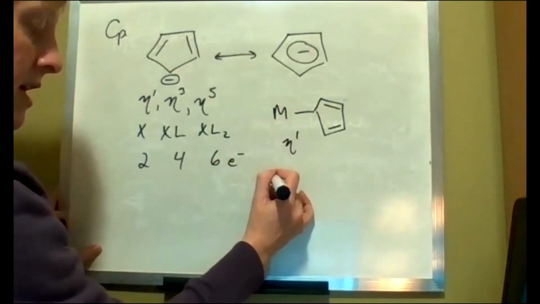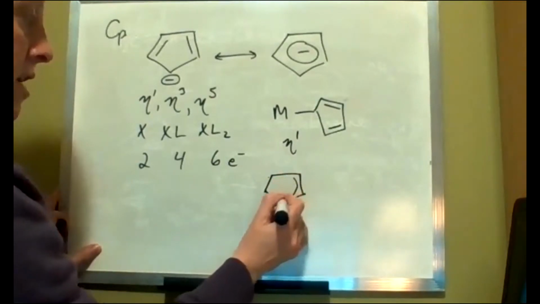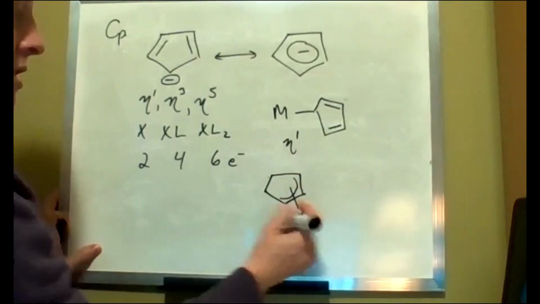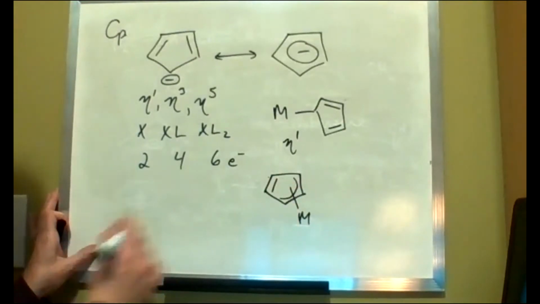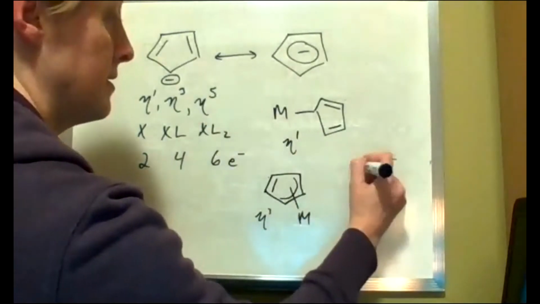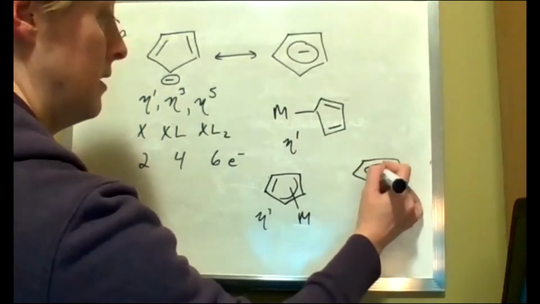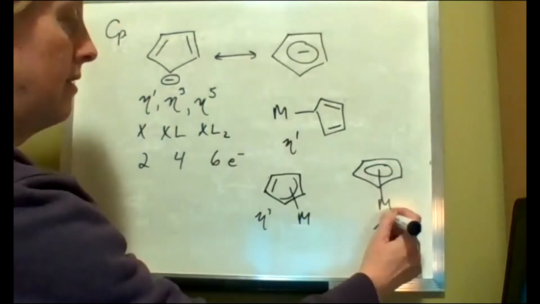η3, you're going to have to actually draw it out, where now you have delocalization over 3 of them. Okay, just like that. That would be η3. And then η5 is really where it sits directly on top of a metal. There's your η5.